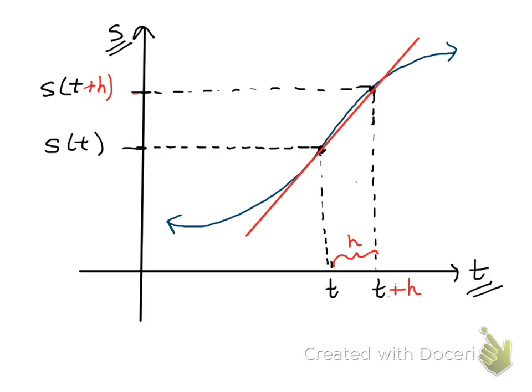Now when we go to find the slope of the secant line, our change in our y's, which is right here, is s of t plus h minus s of t, and our change in x is, well, t plus h minus t, which turns into h. So our formula becomes a little bit different.